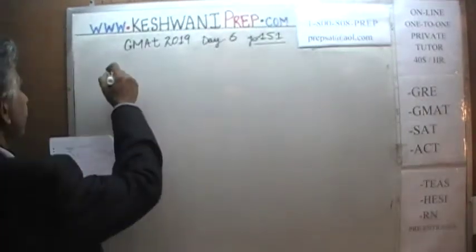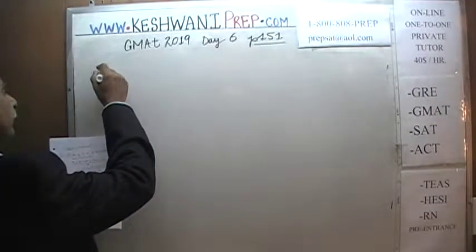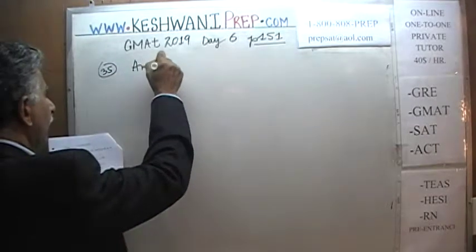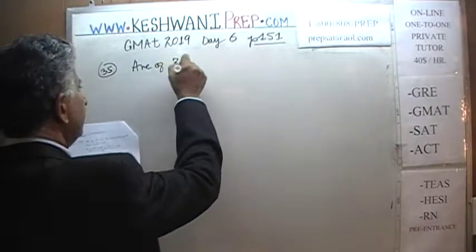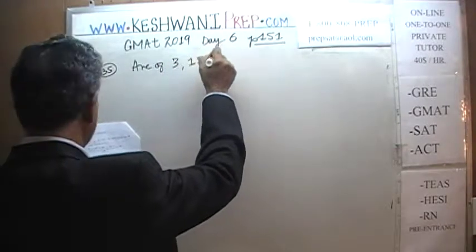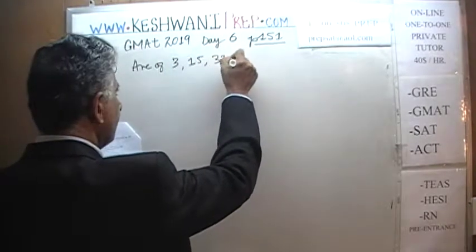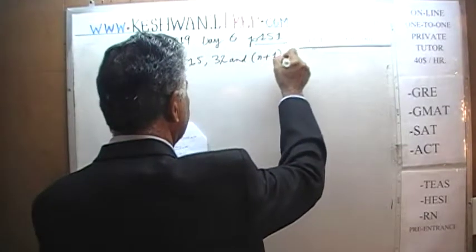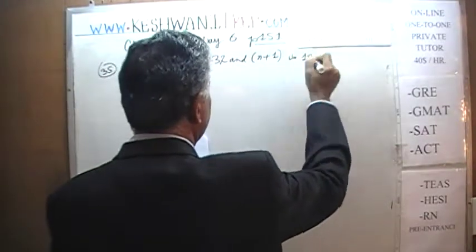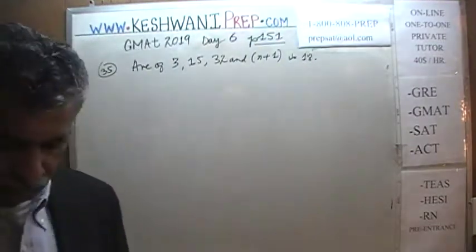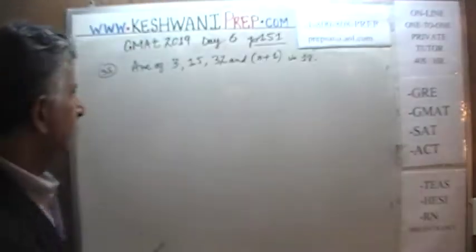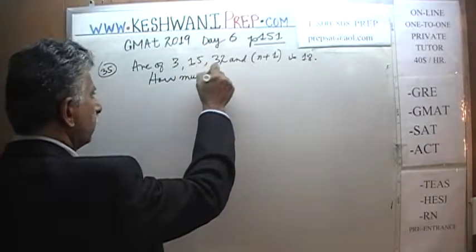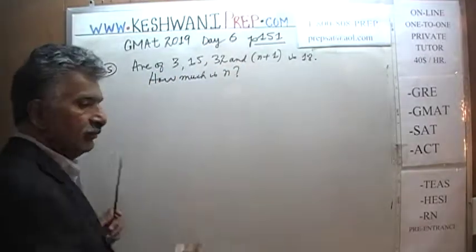It says that the average of 3, 15, 32, and n plus 1 is 18. Some quantity n plus 1. The question simply is, how much is n? Let's find out, shall we?